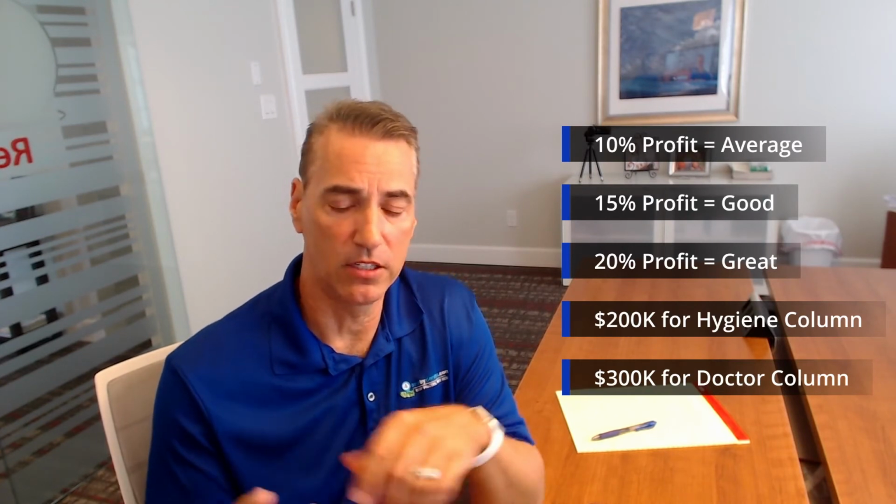So when you're looking at collections, by the way, there are rules of thumb for that. Typically, we'd like to see $200,000 per column of hygiene per op, and $300,000 for doctor. So what does that mean? If you had 5 ops and you had 2 hygiene and 3 doctor, 2, 4, 3, 6, 9, what is that, 1.3? So I would want to see a $1.3 million practice in that 5 ops.